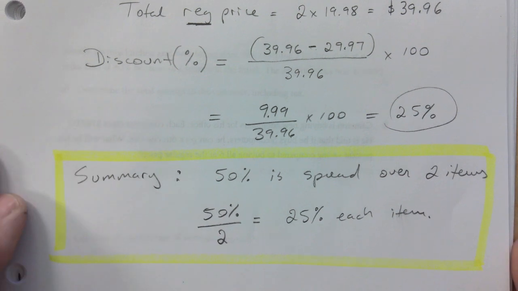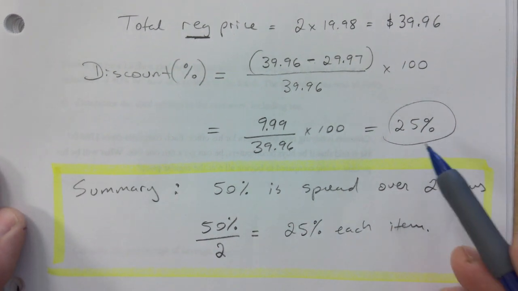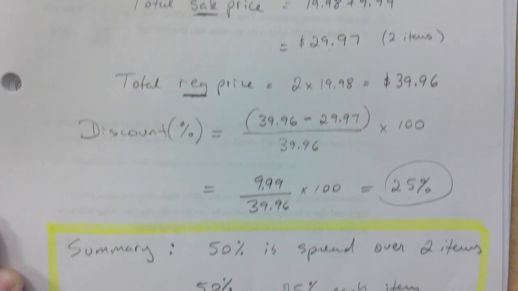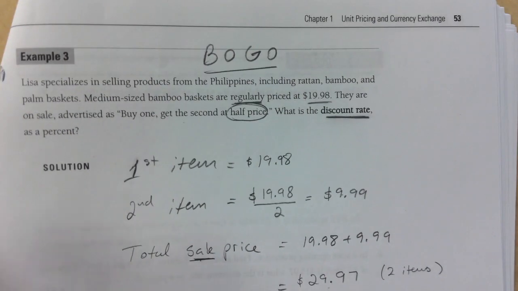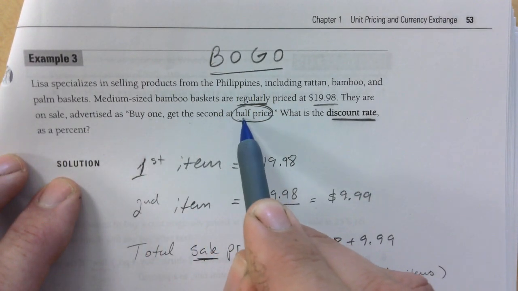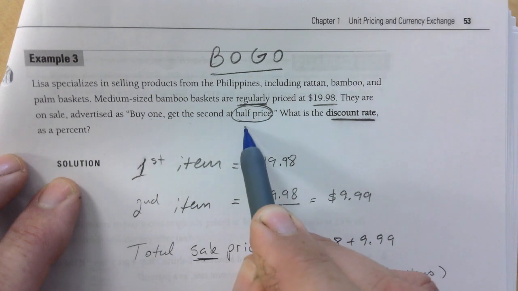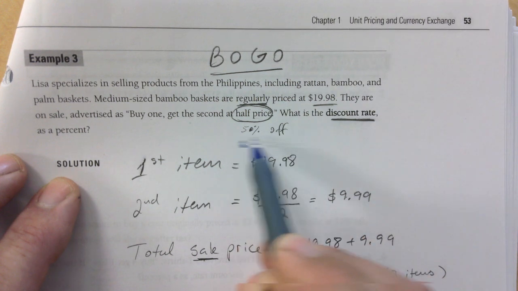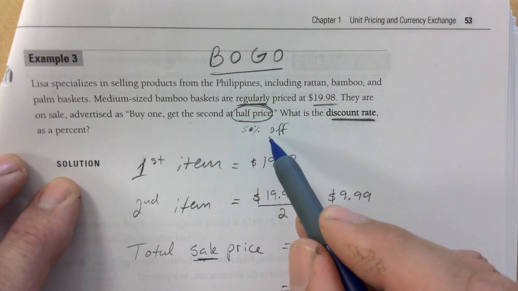Okay, so we did a lot of math to come up with the 25% here, but it really could have been done a lot quicker, and you'll see the examples I'm about to do will demonstrate that. But here we had a buy one, get one second, 50% off, right? Half price, 50% off. That's essentially what you had there.